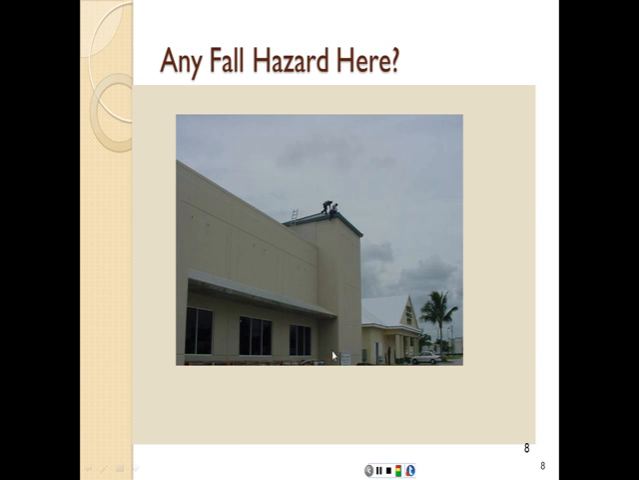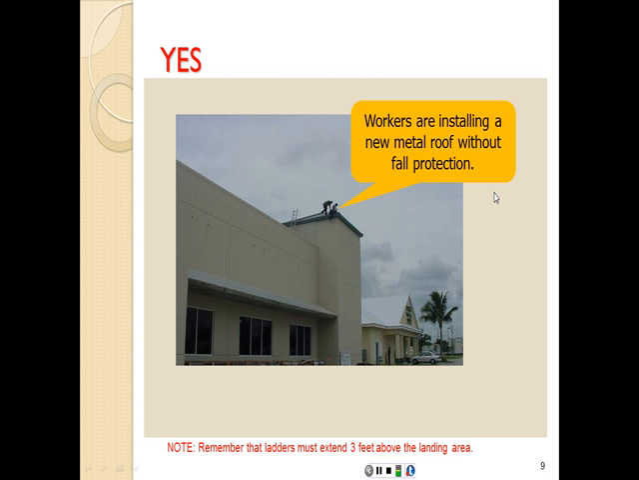Working at a relatively high level, we're talking here about at least 20 feet from the ground, and no protection whatsoever. They're working on a sloped roof, open edge, so definitely workers are installing new metal roof without fall protection. So again, obviously there's a problem here.